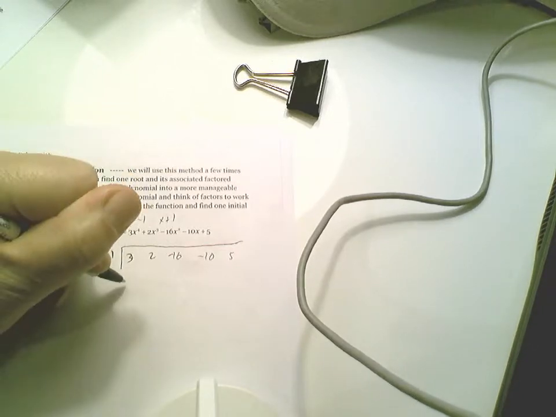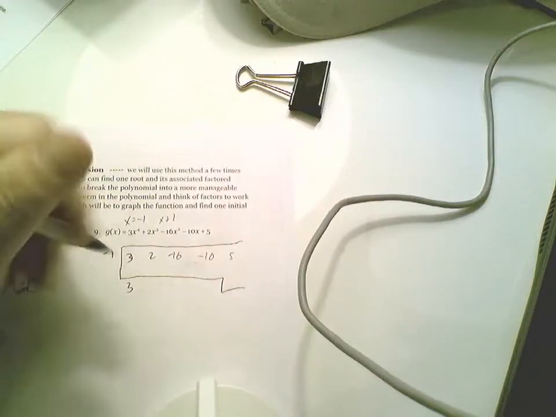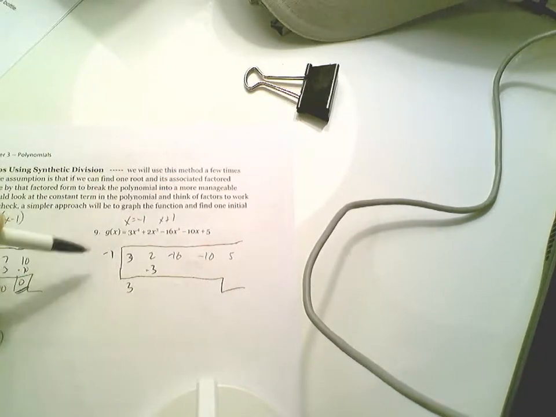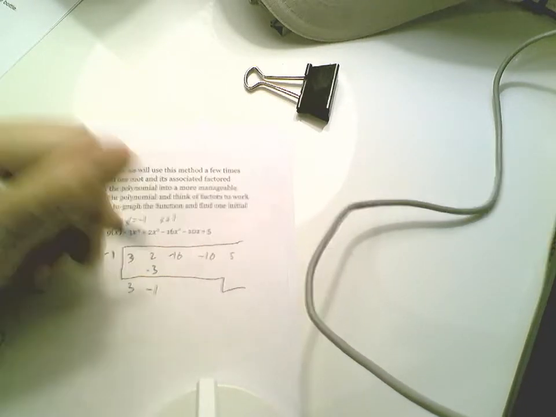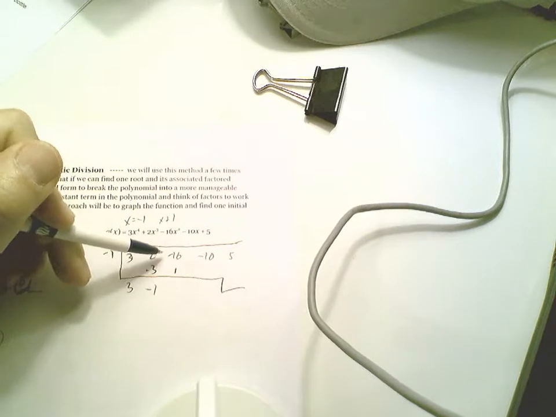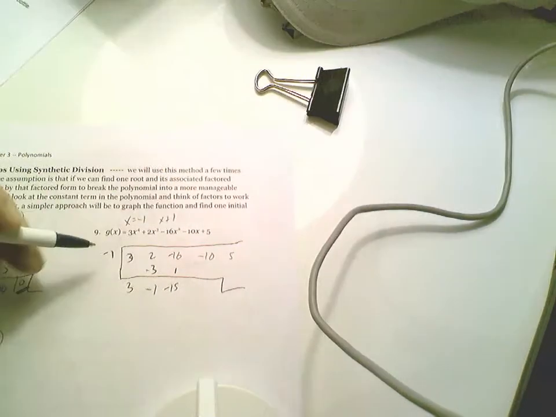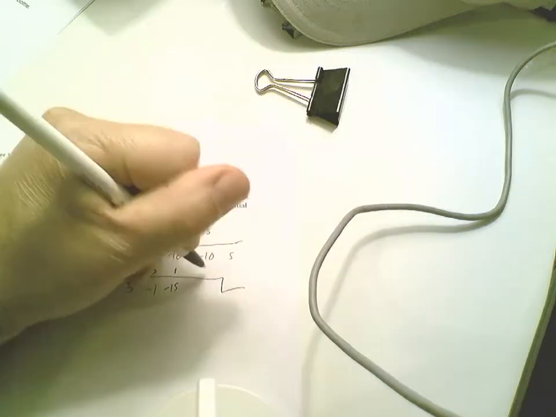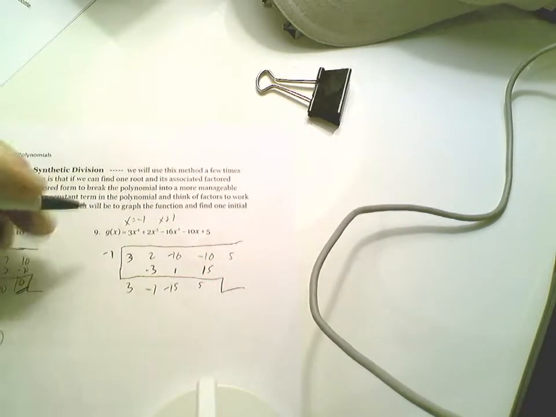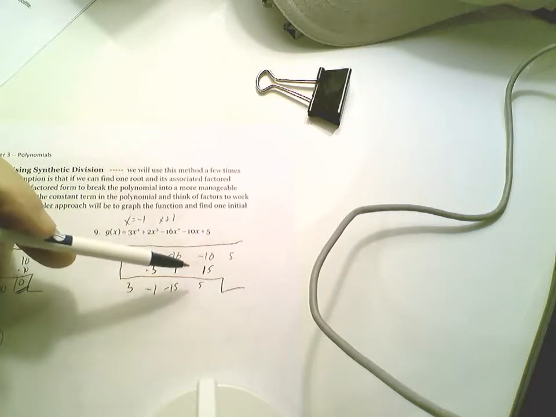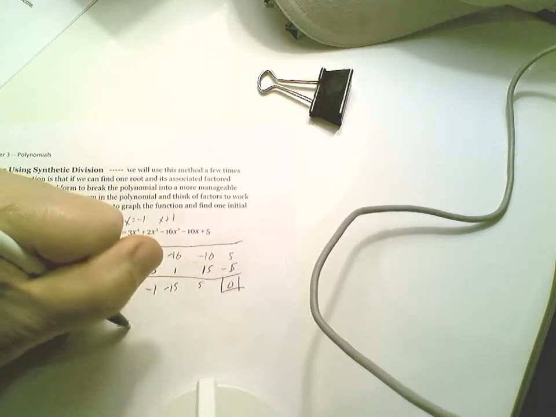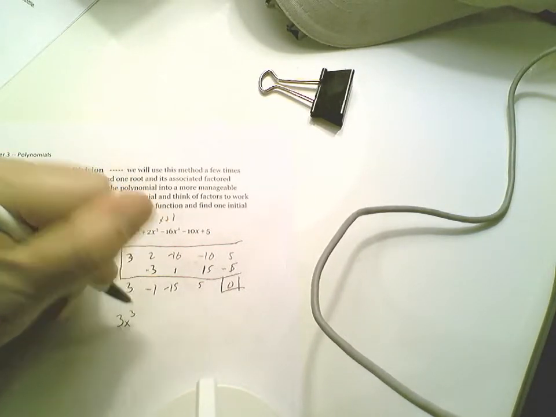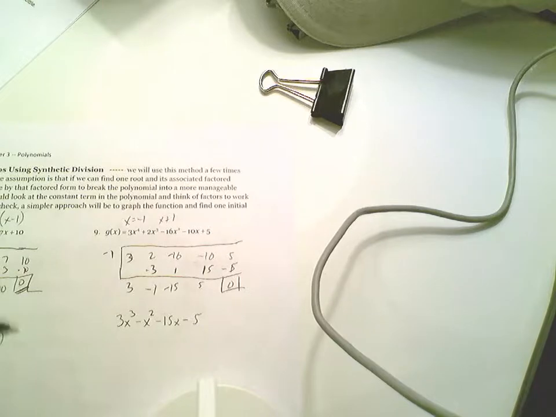Remember to drop down my 3. It becomes negative 3. What I'll have a negative 1 times 3. We already did that, negative 3. 2 plus negative 3, negative 1. Negative 1 times negative 1, 1. Negative 16 plus 1, negative 15. Negative 1 times negative 15, 15. 5. Negative 1 times 5, negative 5. Beautiful. No remainder. 3x cubed minus x squared minus 15x minus 5 is what I'm looking at now.